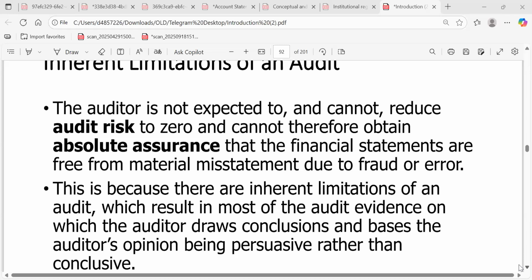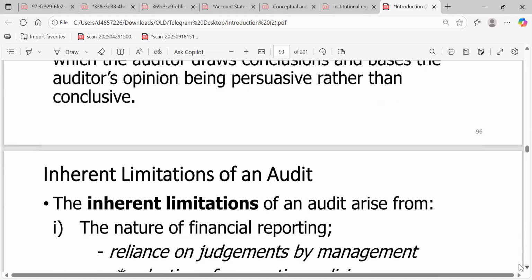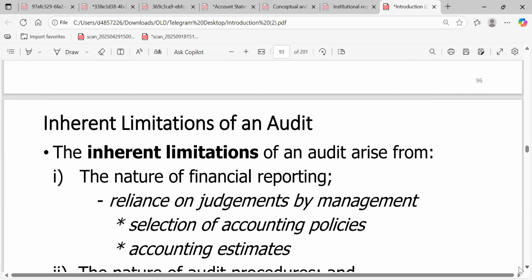However, just because there are inherent limitations in audit, that doesn't give room for the auditor to be lazy or for the auditor not to be what? Professional in the course of conducting his audit. Despite this inherent limitation, the auditor still owes a duty to be very thorough in whatever he or she does. So let's look at some of the inherent limitations of an audit.